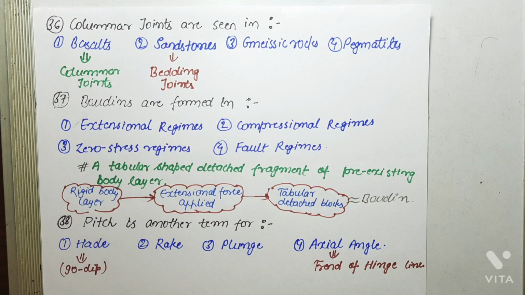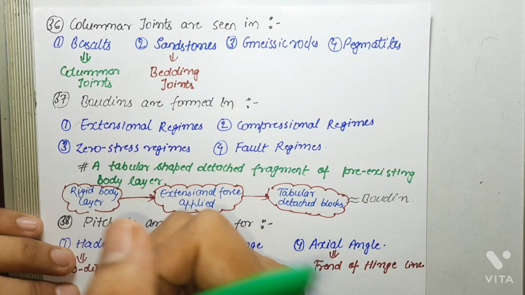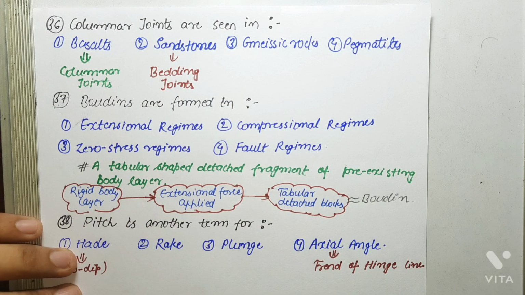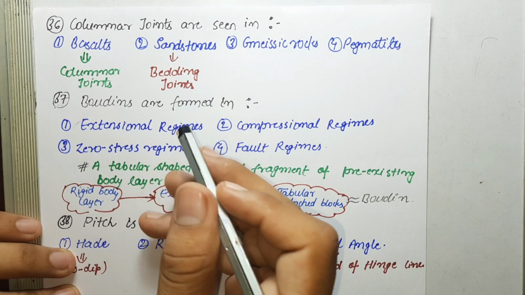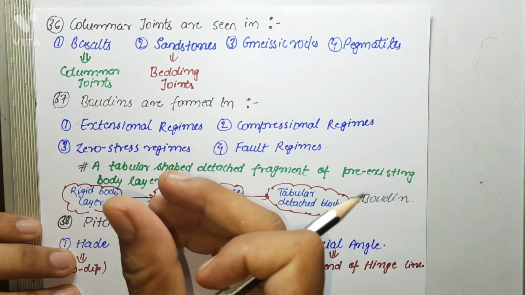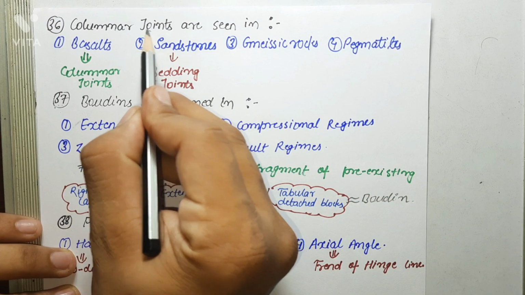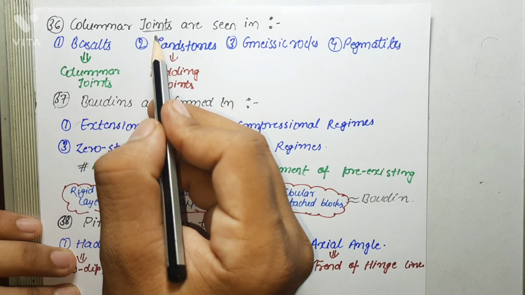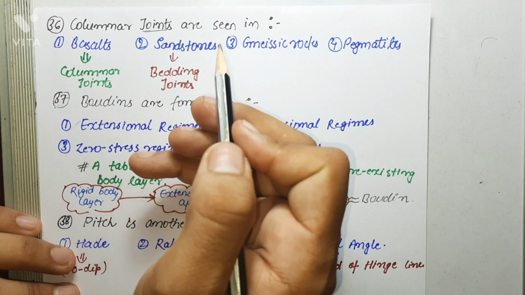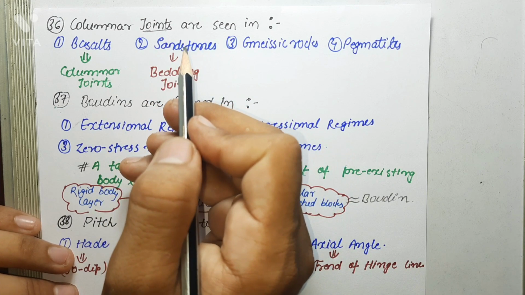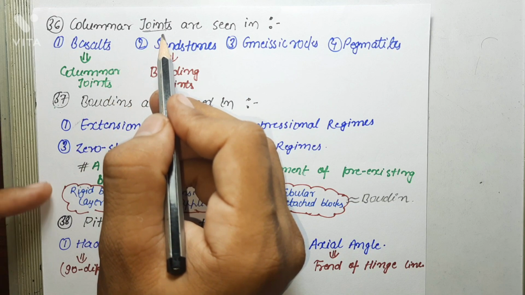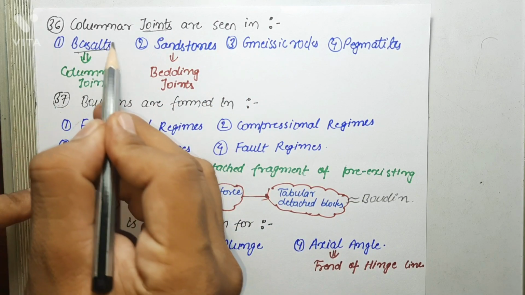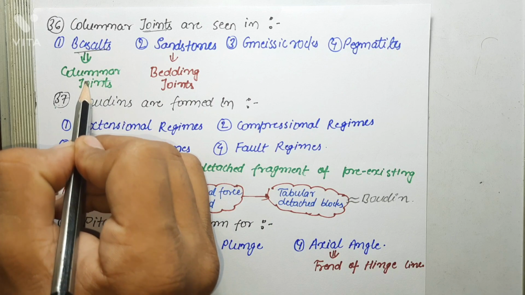Next question is, columnar joints are seen in. So what are joints? Joints are brittle fracture surfaces in a rock along which there is little or no displacement. Okay, what are joints? Joints are a fracture surface in rocks along which little or no displacement has occurred. So basically columnar joints are a type of joint. These are formed in basalts, and these are also known as cooling joints.